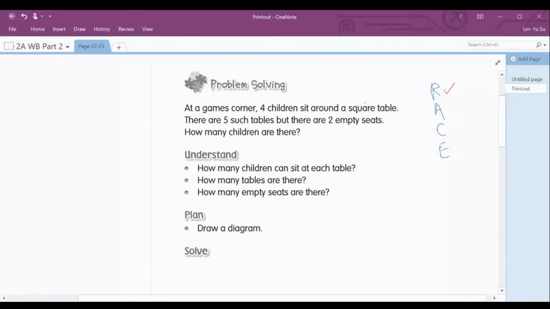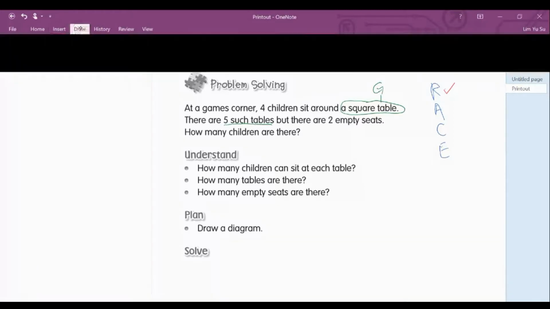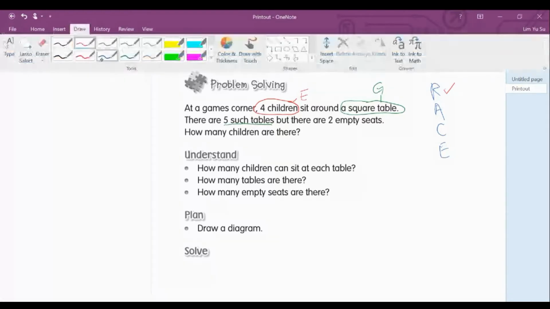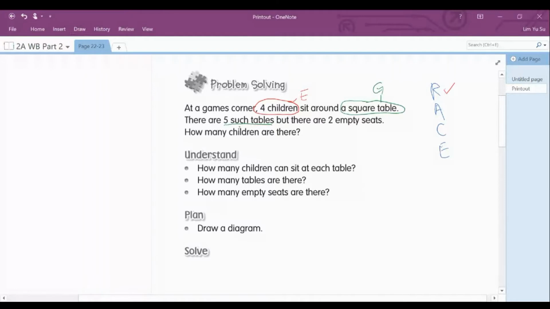We have a square table, and then there are 5 such tables. So that gives you the idea that the table is a group. And 4 children sit around a table. That gives you the idea that these 4 children sitting around the table may stand for each. And then the square table belongs to a group. So these 5 such tables, what does such mean? Such means they are the same kind of table. So you have 5 groups.